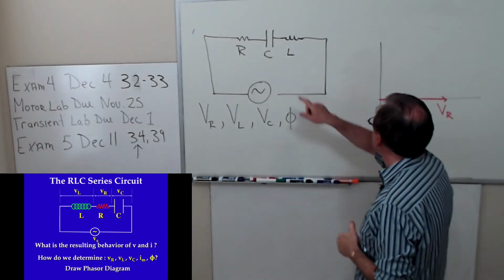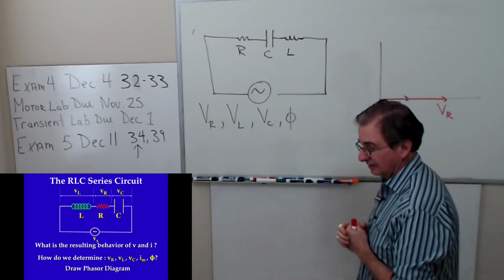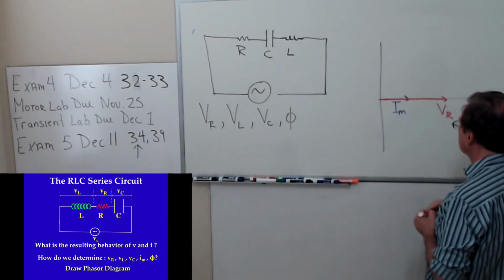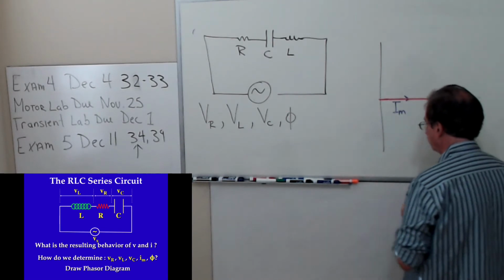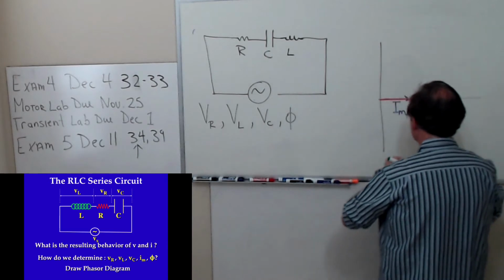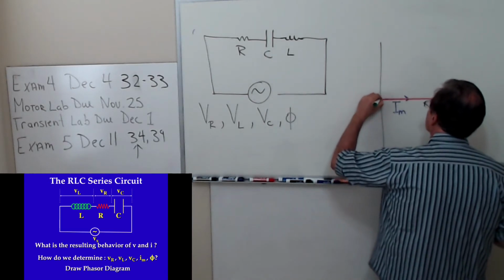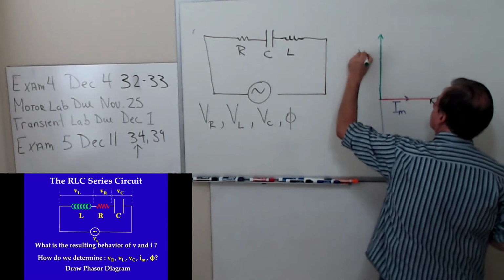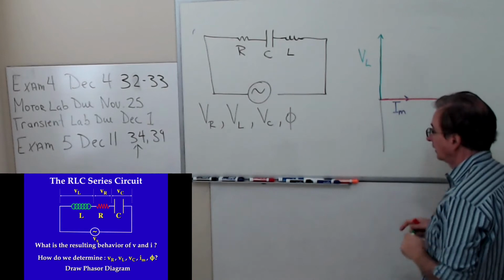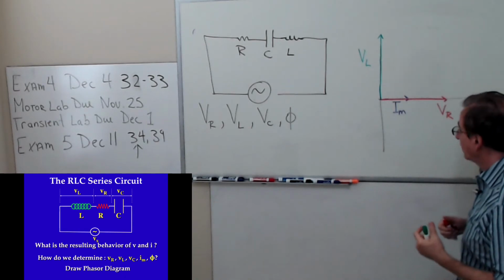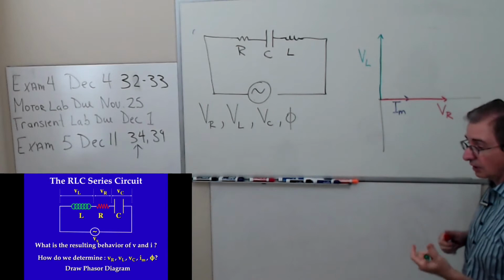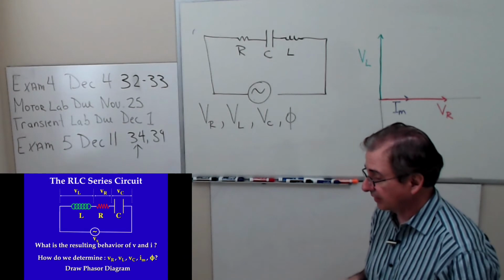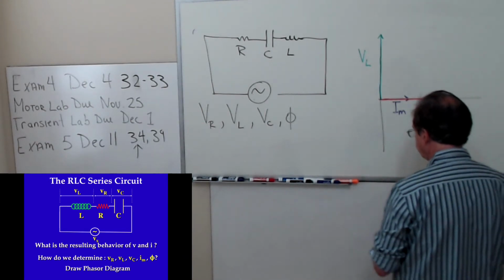And then let's consider the voltage across the inductor. The voltage across the inductor leads the current. So I'll draw it like this. And then we also saw last week that the voltage across the capacitor is behind the current by 90 degrees. So let me draw this in.